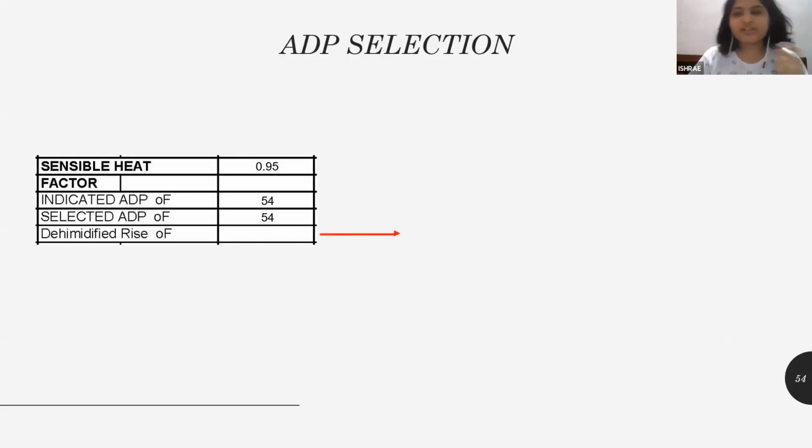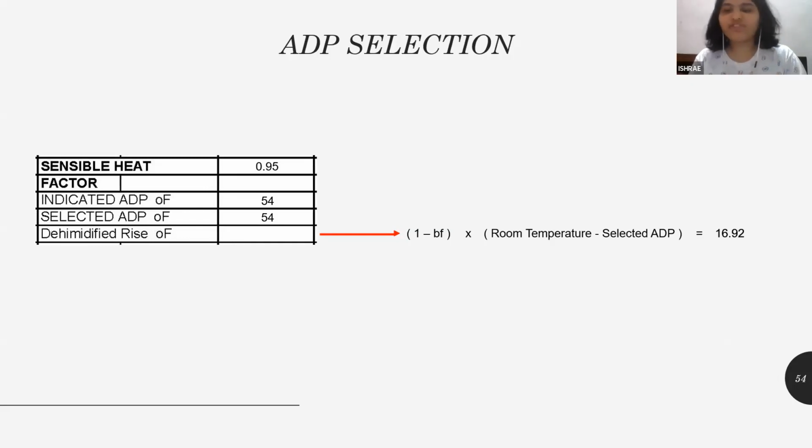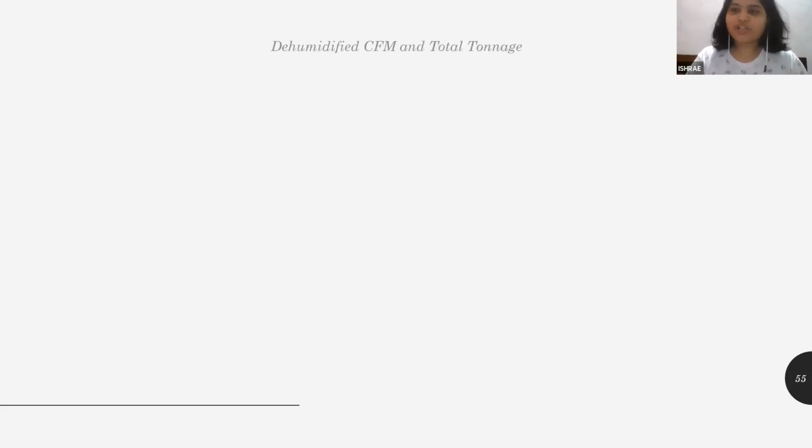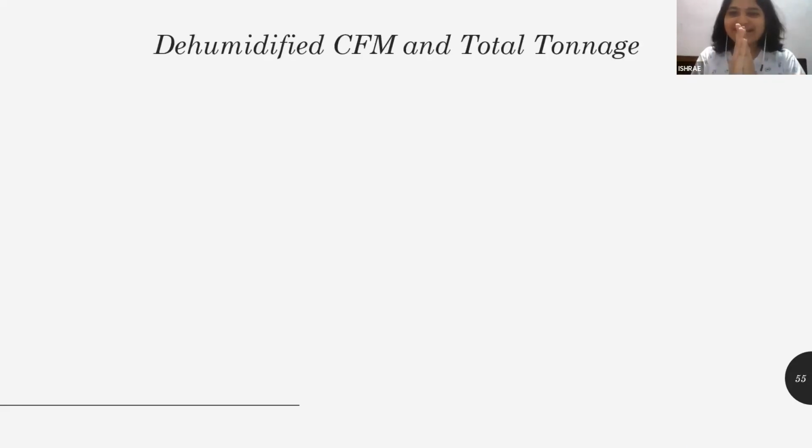To know what that is, again I would suggest you all go back to Gaurang sir's lecture. He has explained it really well. How to calculate the dehumidified rise: it is 1 minus bypass factor, like I said, was contact factor, into the room temperature, that is 72 that we had selected, minus the selected ADP, so that is 16.92. 1 minus bypass factor into room temperature minus selected ADP. This will become your dehumidified rise. Once you get the dehumidified rise, you can finally calculate the total dehumidified CFM and total tonnage.